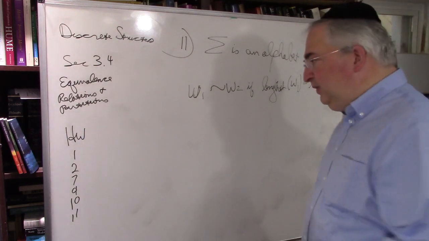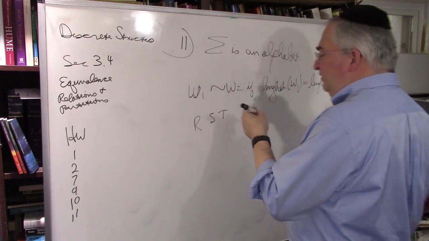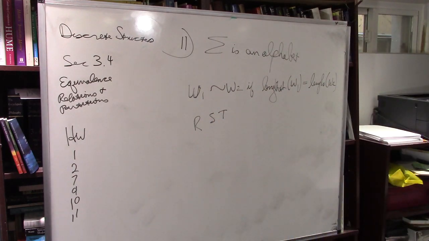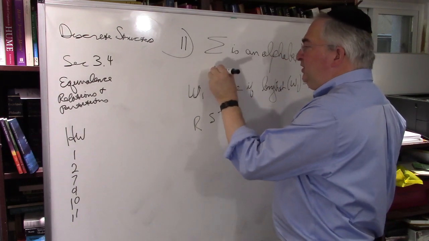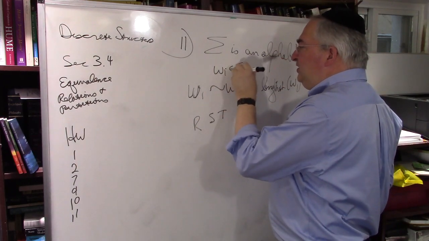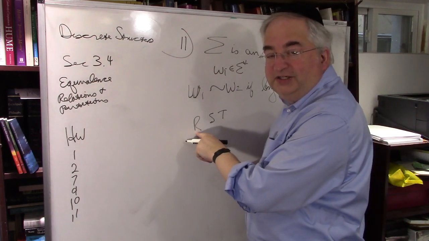Okay, so let's go through it. They want to know, is it reflexive, symmetric, and transitive? Let's go through that. Explain why it is an equivalence relation. Describe the equivalence classes. Is every word the same length as itself? So Wi is a member of sigma star. Those are words.